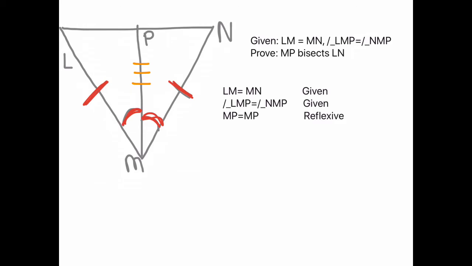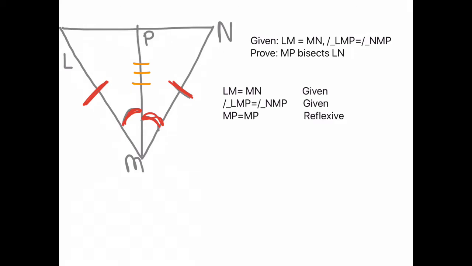All right, this is a proof here. Given that LM is congruent to MN, so here and here, we have an isosceles triangle, and angle LMP is congruent to angle NMP here and here, they want us to prove that MP bisects LN. So we've marked here what we've been given. We can also say that MP is congruent to MP because of the reflexive property.